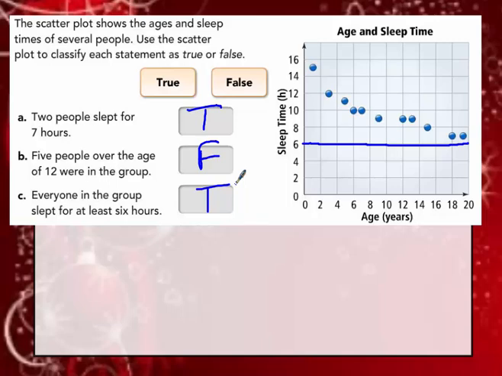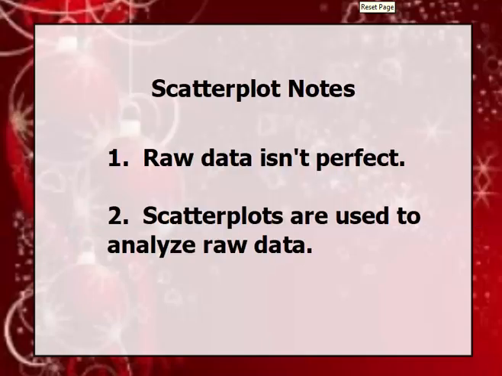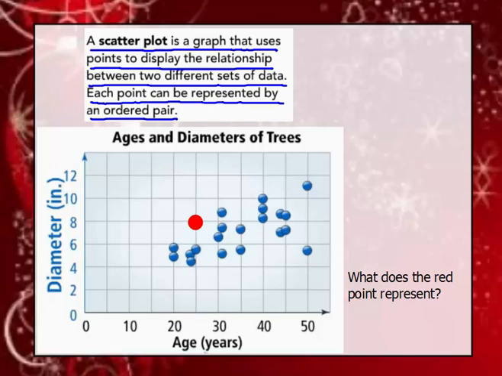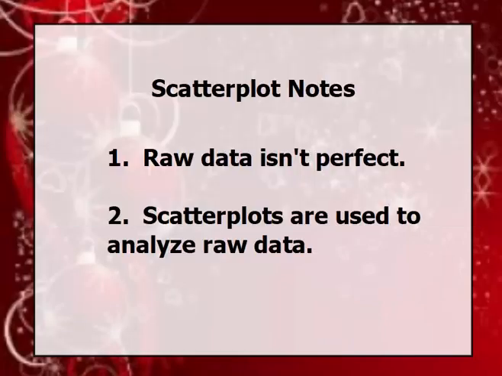Now there are 4 things that I need you to really know about scatter plots. One, raw data isn't perfect. That's what we're collecting whenever we create a scatter plot: some raw data. Two, scatter plots are used to analyze raw data. In other words, we look at the data and try to look at trends. Like on this last one, we were talking about sleep patterns. On this one, we were talking about diameters of trees and their age. So we're looking for patterns. We're looking for trends so that we then can predict what's going to happen in the future.